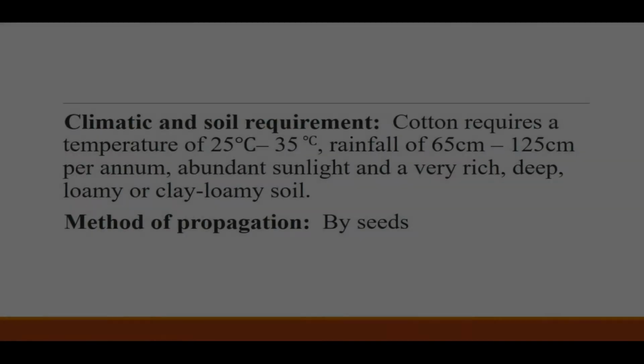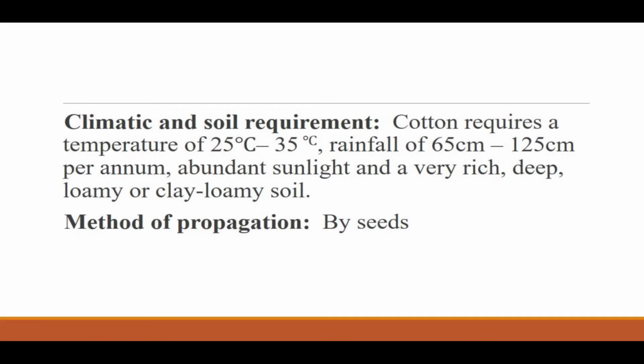And what are the climatic and soil requirements? Cotton requires a temperature of 25 degrees Celsius to 35 degrees Celsius and the rainfall of 65 centimeter to 125 centimeter per annum. It also requires abundant sunlight, and for the soil requirement, a very rich, deep loamy or clay loamy soil.